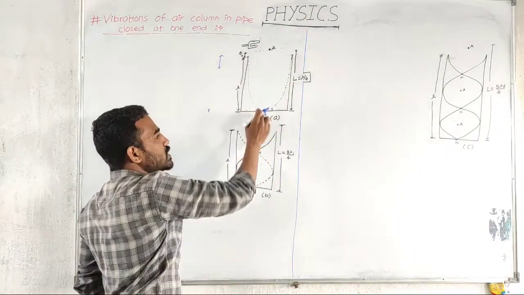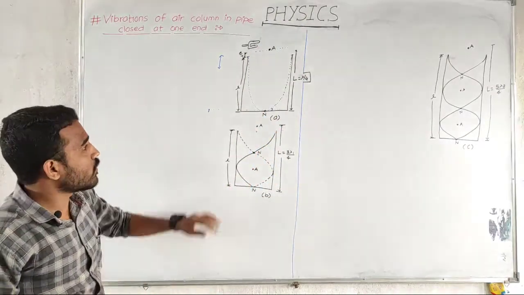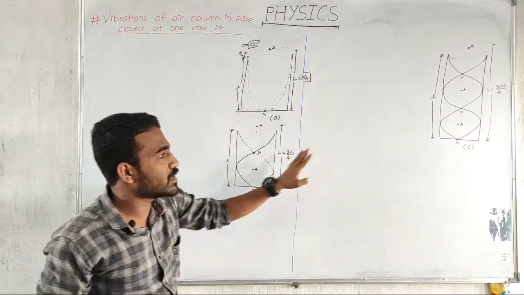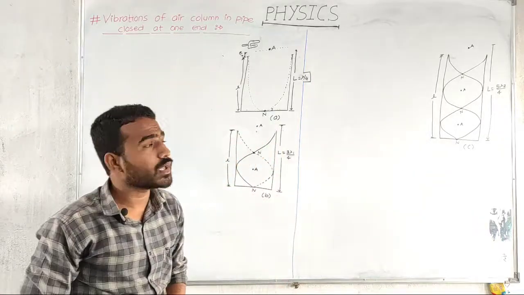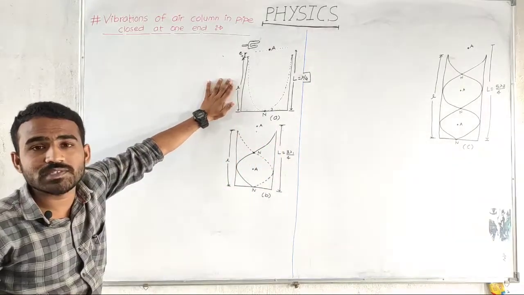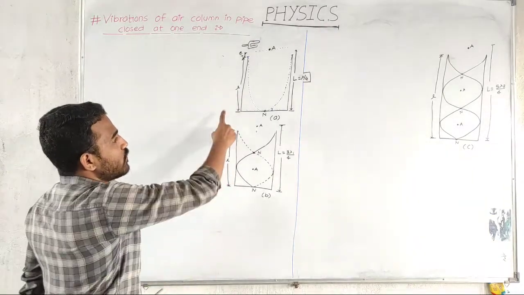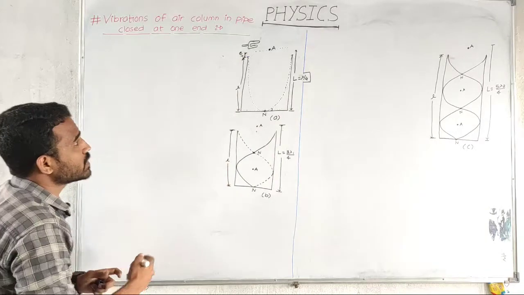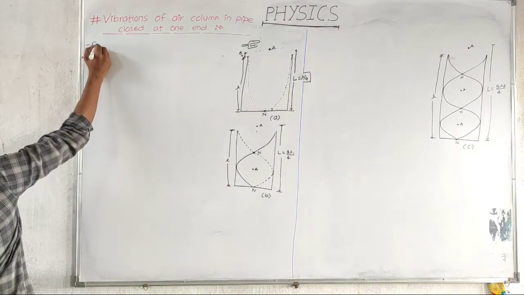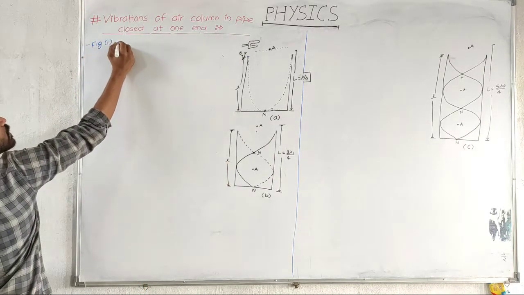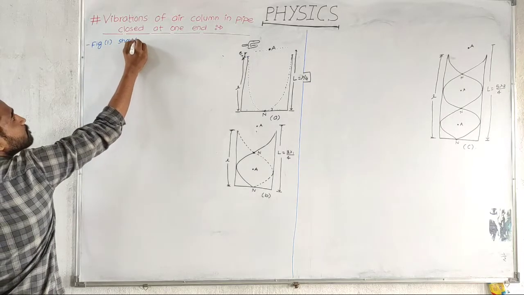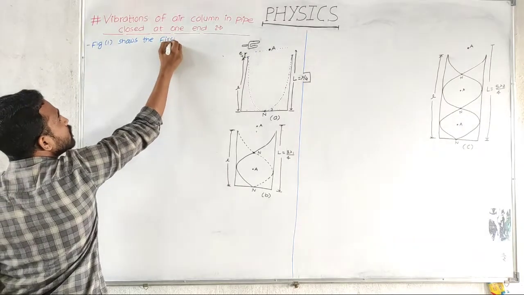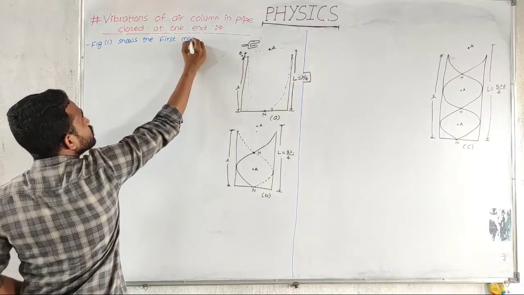So here we have antinodes and nodes. In the first figure, this is the first mode of vibration, this is the second mode of vibration, and this is the next mode of vibration. Figure 1A shows the first mode of vibration.